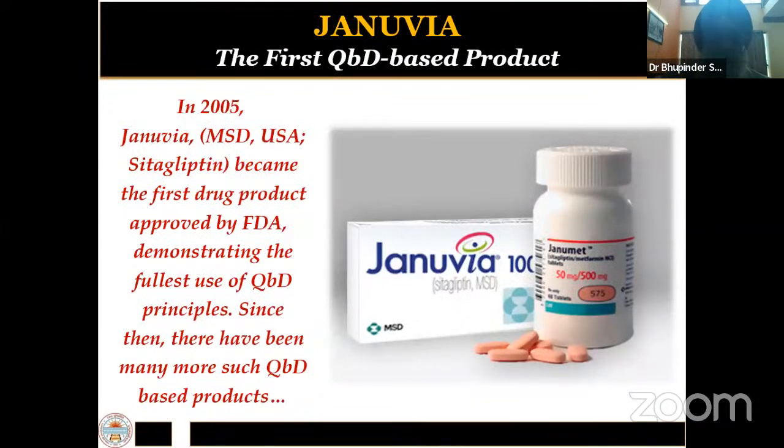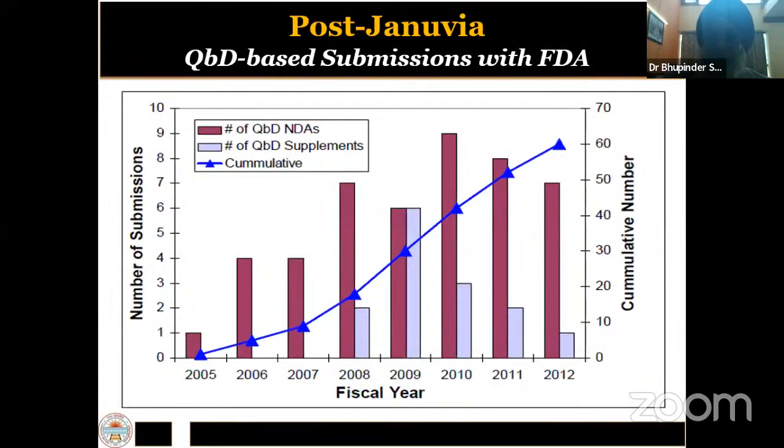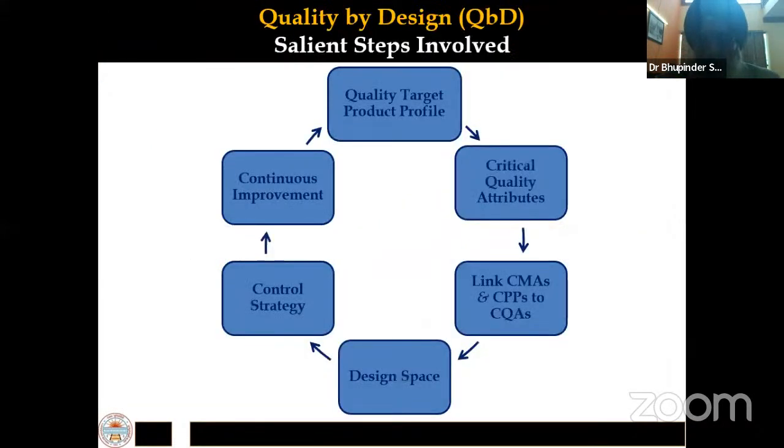This was the first product, Januvia, which was QbD compliant in 2005, by Merck Sharp and Dohme. And since then, the number of filings and number of approvals have been constantly and exponentially increasing.